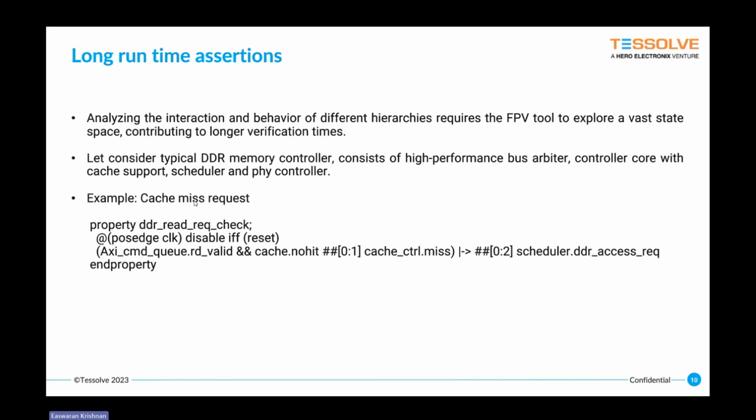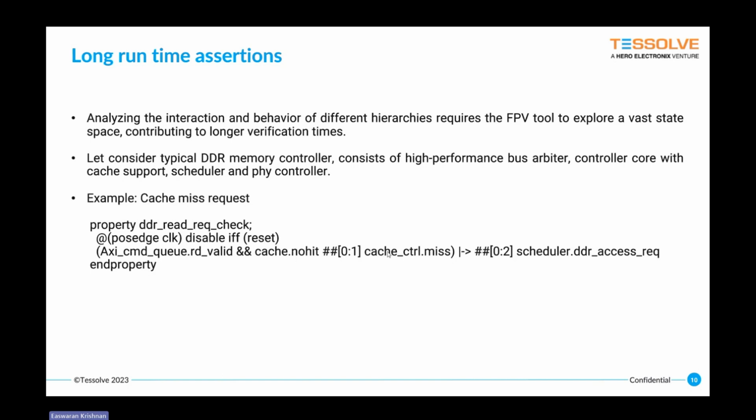This cache request property has different hierarchy signals to verify a cache miss AXI request to access DDR memory data. Here, this AXI command queue stores the AXI memory address, the AXI memory data read request of a particular address. This cache buffer checks whether the particular memory address data is there in the buffer or not.